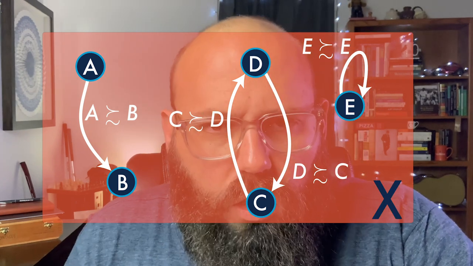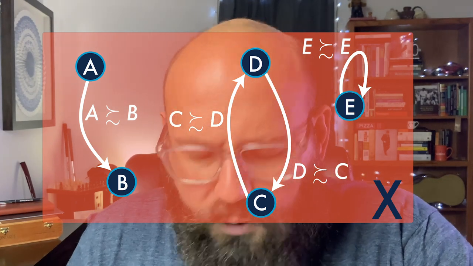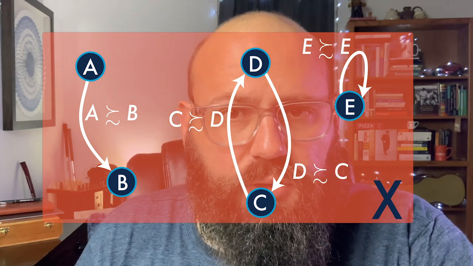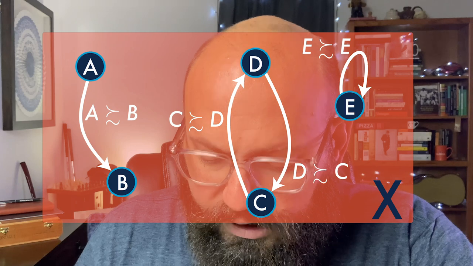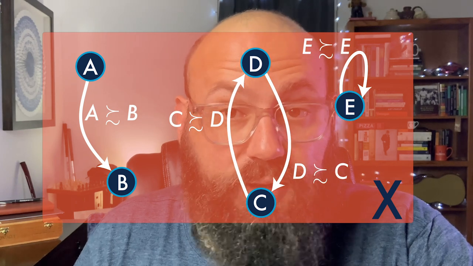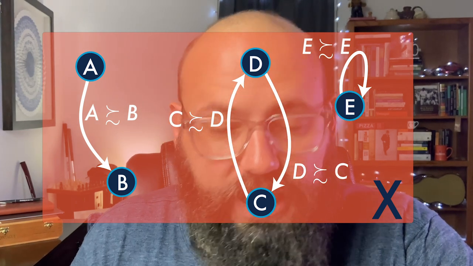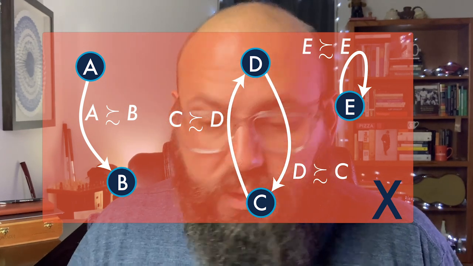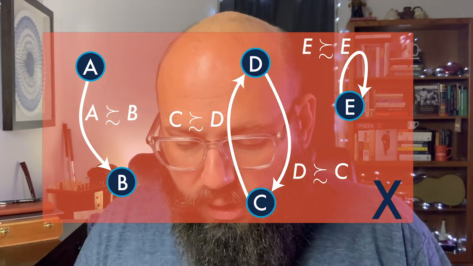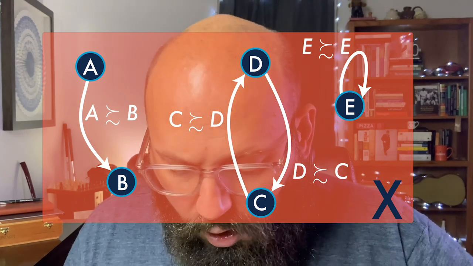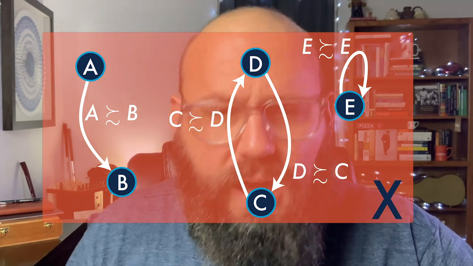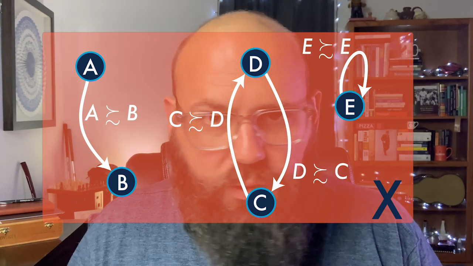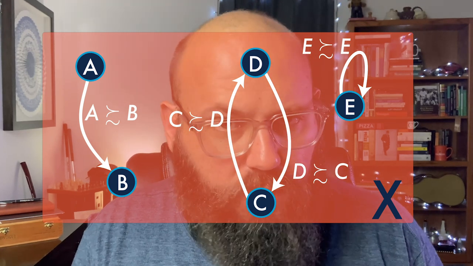So these arrows are a way of depicting the idea that A is at least as good as B, C is at least as good as D, D is at least as good as C, and E is at least as good as E. So you could start from a bunch of statements of "is at least as good as" and make a picture, and you could also start from a picture and make a list of statements. So these two things are very much the same thing. One gives you the other perfectly.